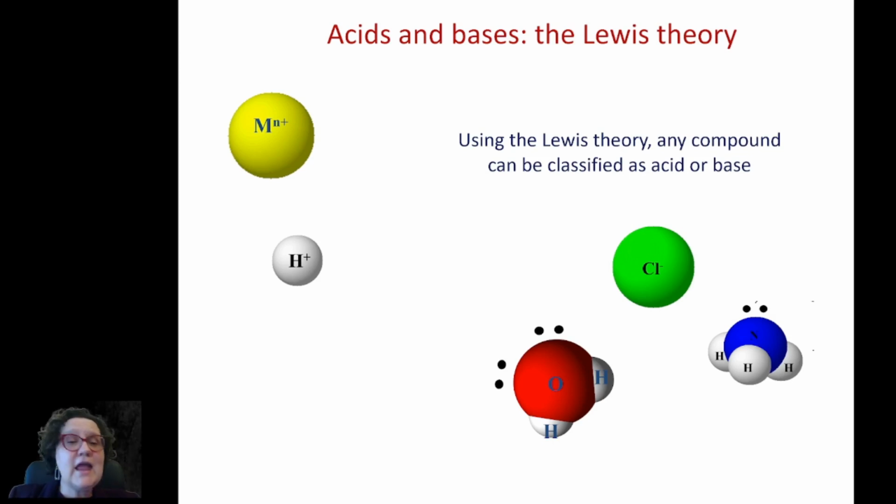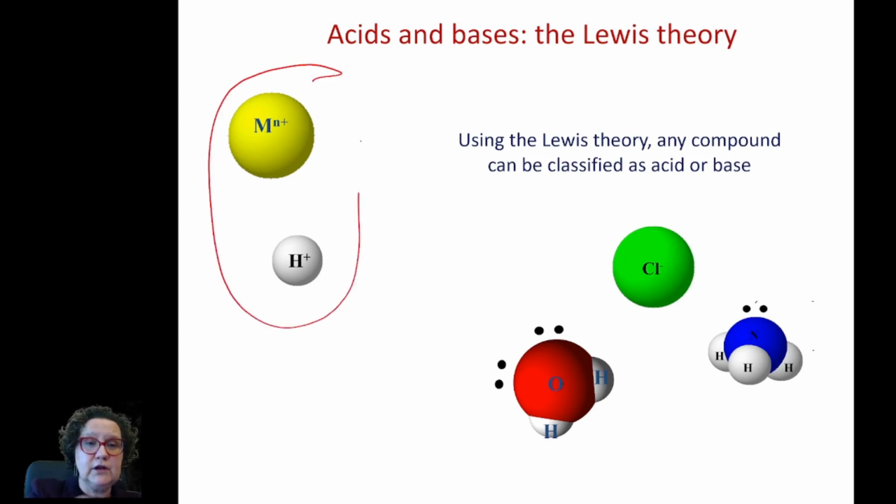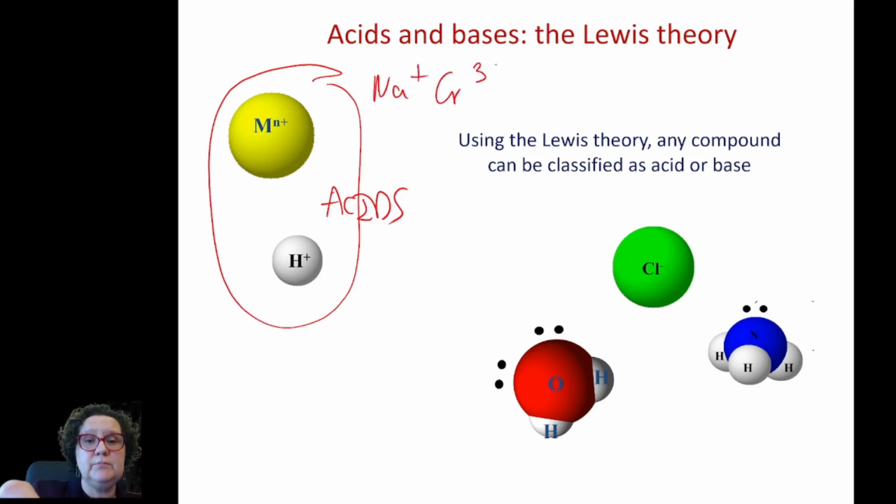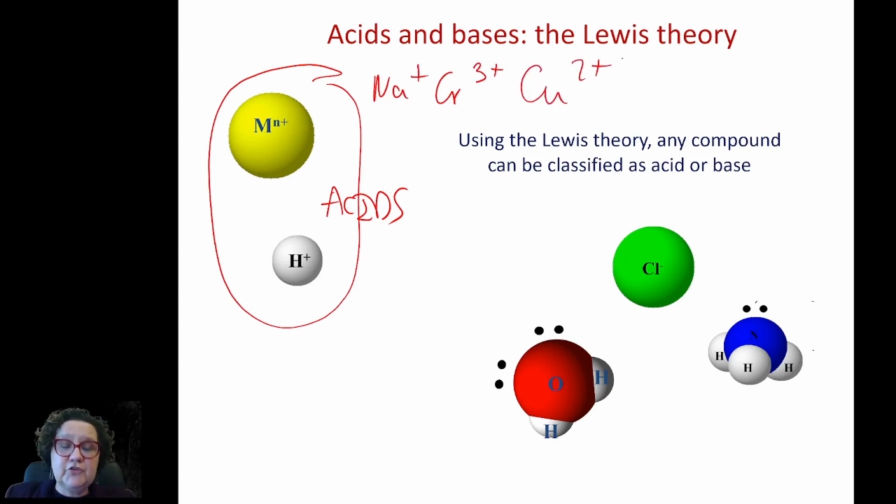So using the Lewis theory, any compound you can think of can be classified as an acid or as a base. If you have the tendency to accept electrons, then you behave like an acid. So these ones, in Lewis theory, are acids, because they have a positive charge. So hydrogen ion, yes, is an acid, but a metal cation is also an acid. So sodium plus, or chromium 3 plus, or copper 2 plus, any positive ion, any cation, any metallic ion, will have a certain acidic tendency, better or worse depending on how good they are. But they can behave like acids.